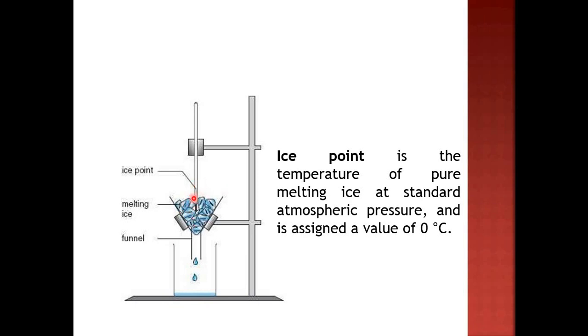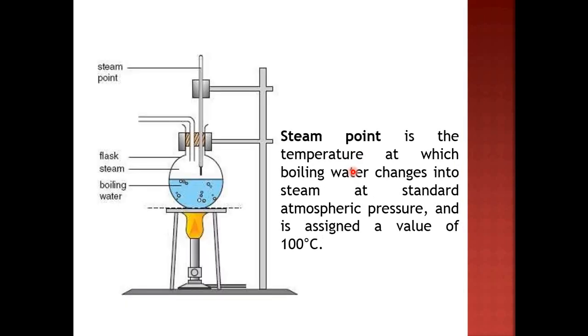When you put the thermometer inside the melting ice, you will see that the mercury inside will increase and then stop at a certain point. That will be the 0 point, the ice point, for your thermometer. This is your ice point. That's step 1.